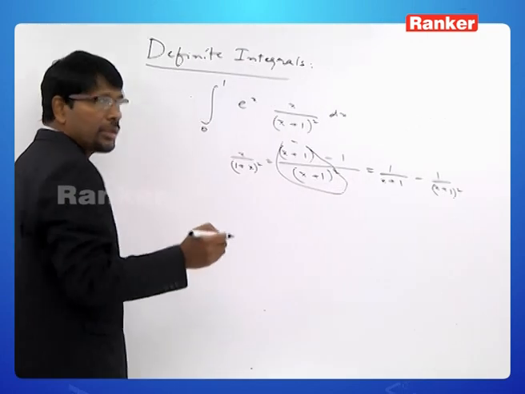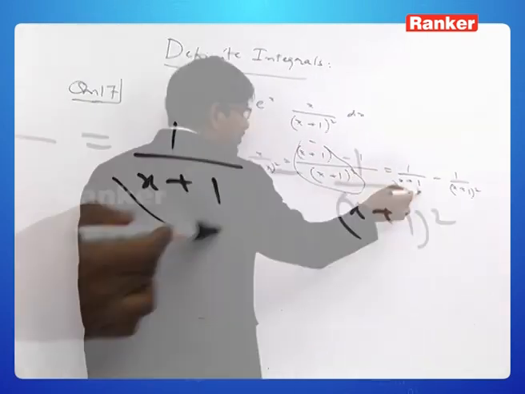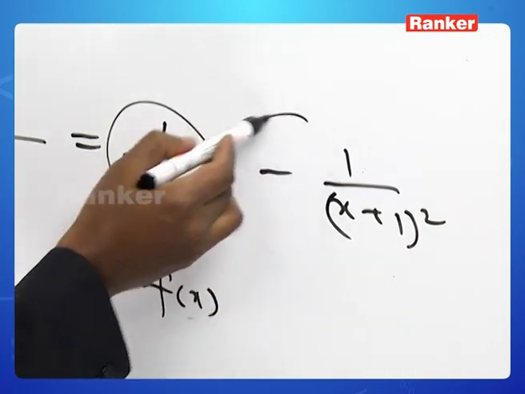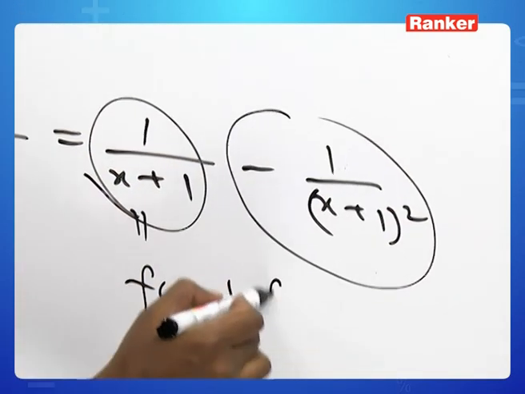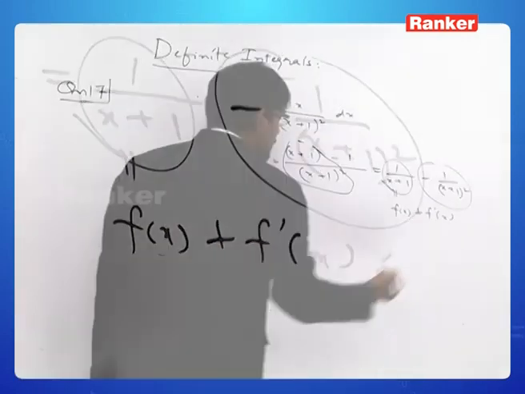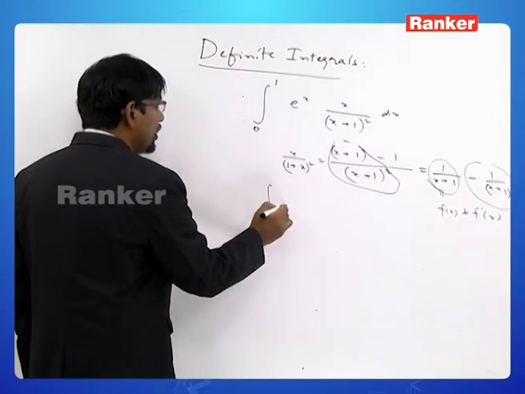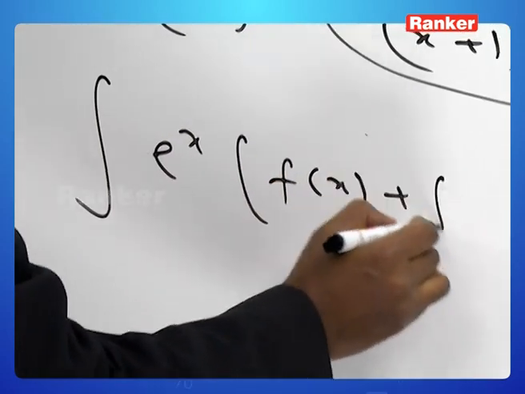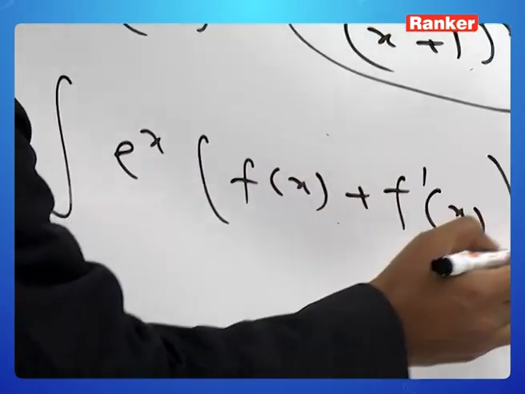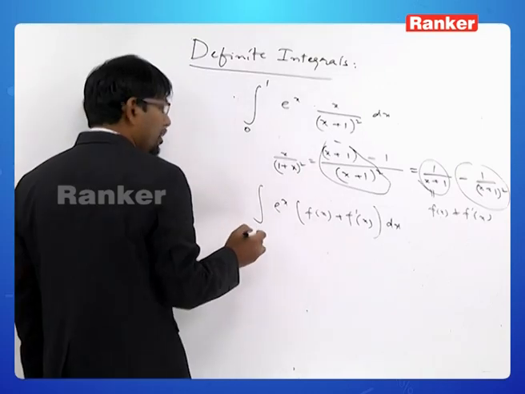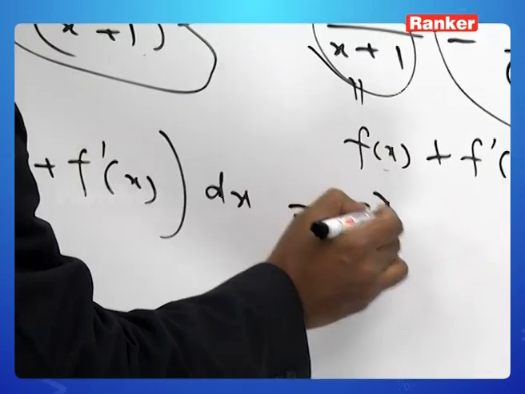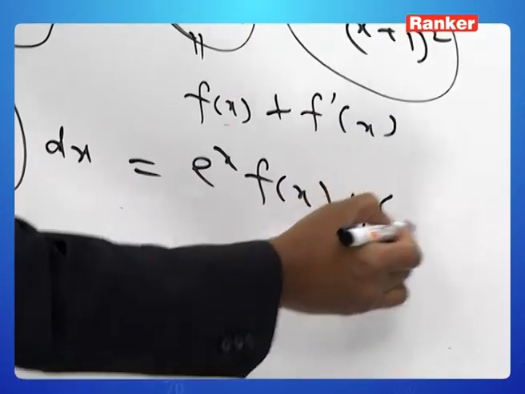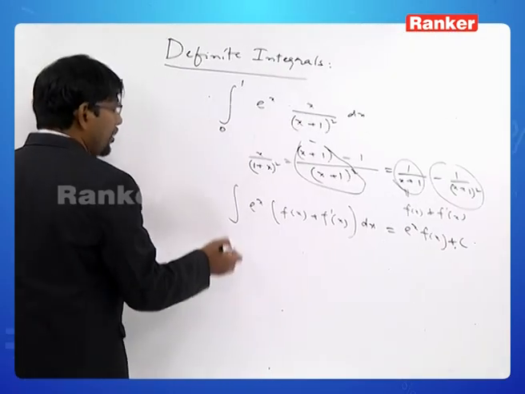Now clearly, if you take this as f of x, this part is f dash of x. So f of x plus f dash of x. We know that the integral of e power x into f of x plus f dash of x dx is e power x into f of x. I mean indefinite integral. So we'll apply the limits now.